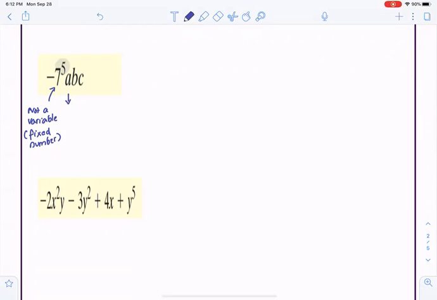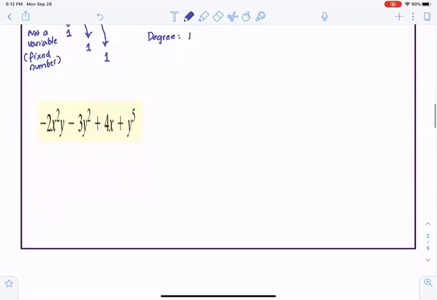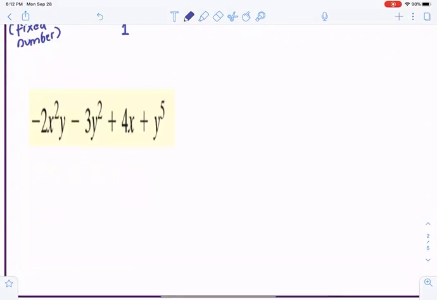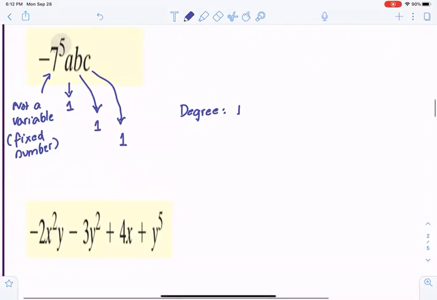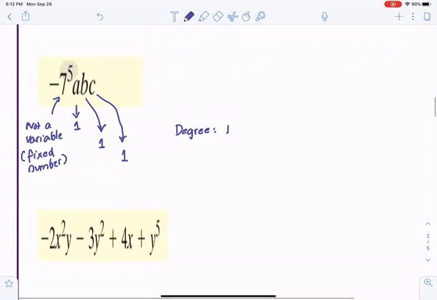So the power of A is 1. The power of B is 1. The power of C is 1. They're all the same, so the degree in this case is 1. Oh, sorry. The previous problem, it is a monomial because there is only one term.